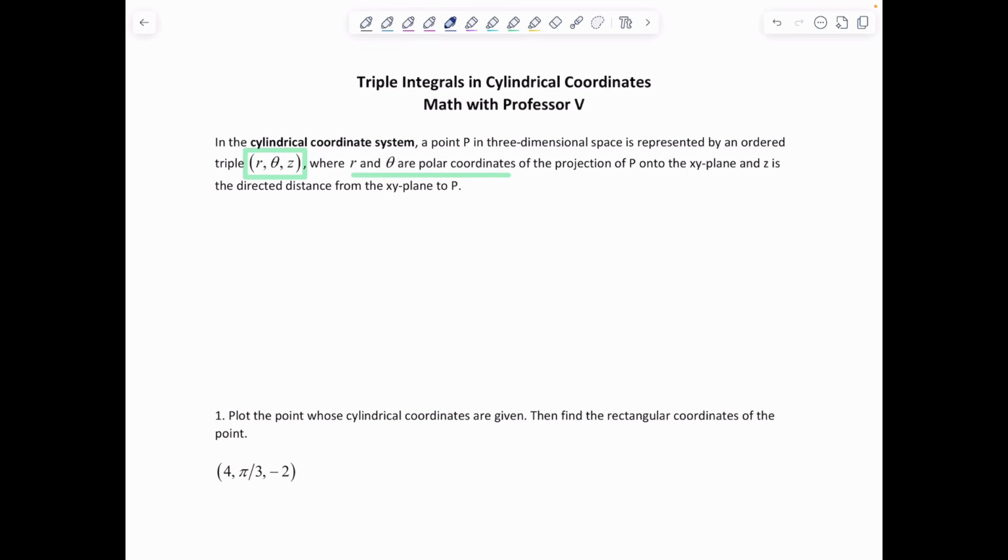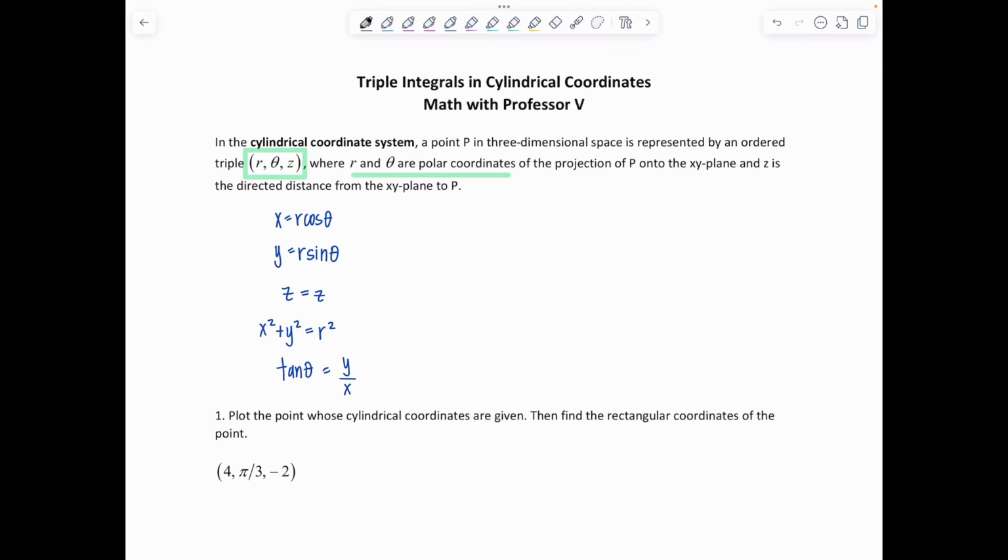So when you're converting back and forth, you use the same conversion that you would to go from rectangular to polar, namely X is r cosine theta, Y is r sine theta, and then Z is equal to Z. We don't touch that. Similarly, x squared plus y squared is r squared, and tangent of theta is equal to y over x.